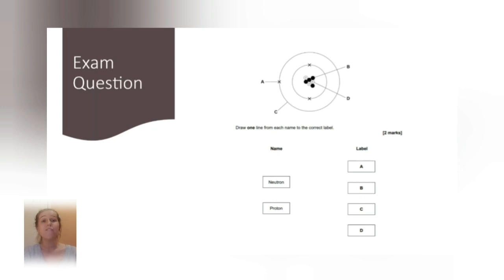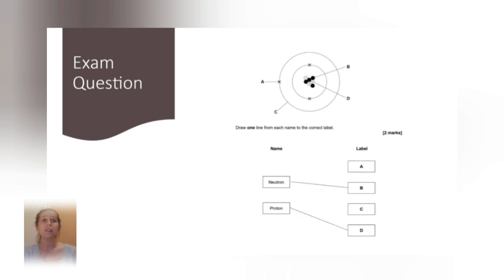Okay, so this is our first exam question. We now need to draw one line from each name to the correct label. So we can see that A is on the outside. We can see that C is also on the outside, but it's just the line, it's not actually the X. We have B and D inside of the atom. So what do we think matches where?